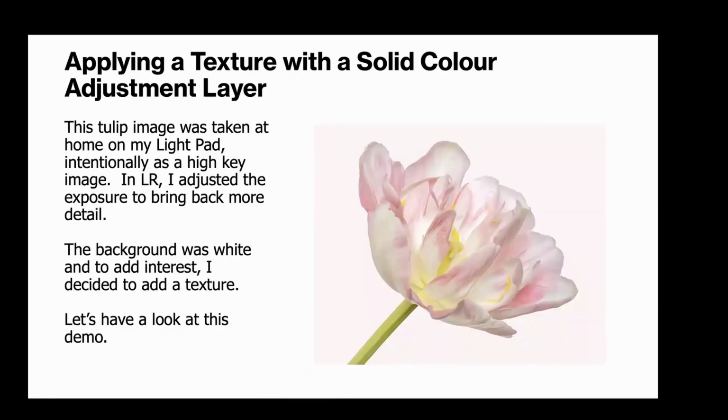So this is a tulip image taken at home on my light pad. It was intentionally taken as a high key image, of course, on the light pad. So I just adjusted the exposure to bring back some more detail. The background was white, so I wanted to add some interest, change the look of the image. I decided to add a texture. So let's have a look at this.